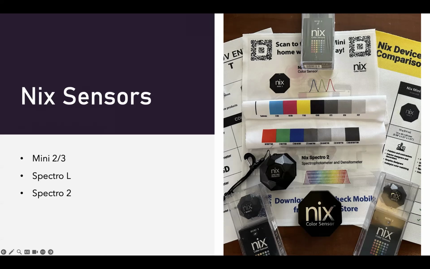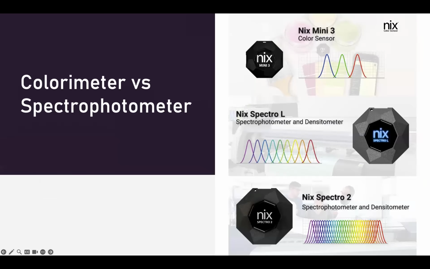That instrument's technically a colorimeter. We're not going to get too much into the differences between spectrophotometers and colorimeters today, but I do have one slide that should hopefully explain that to us just a little bit. Yeah, it's the next slide. And then there's the Spectro L and the Spectro 2. So let me explain the differences between these instruments.